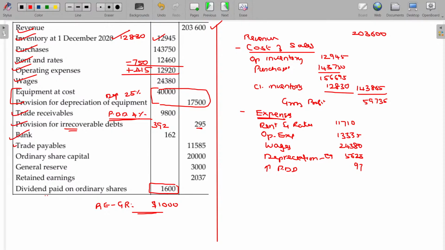Bank, an asset; trade payables, liabilities; ordinary share capital, general reserve, retained earnings. These are the items to be incorporated in the statement of changes in equity. The total value here being 55,147, and finally your profit being 4,588.